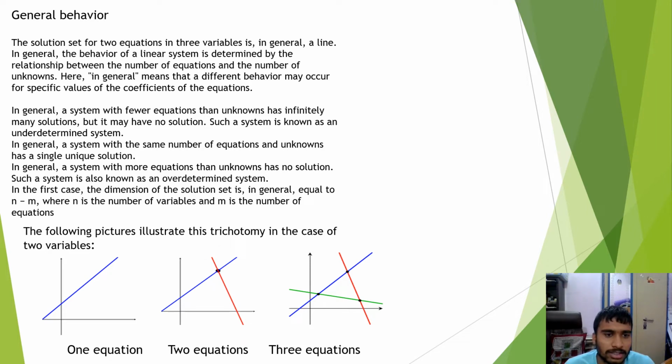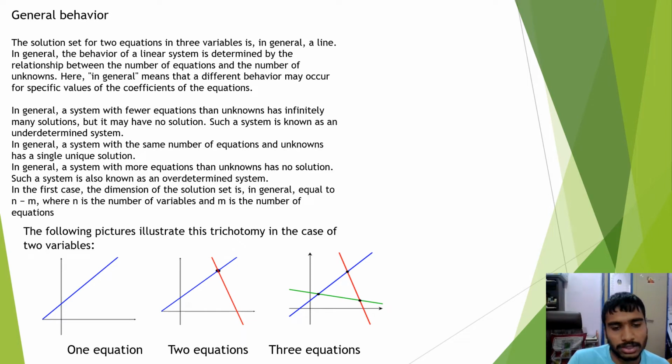In general, a system with fewer equations than unknowns has infinitely many solutions, but it may have no solution. Such a system is known as an underdetermined system. In general, a system with the same number of equations and unknowns has a single unique solution. In general, a system with more equations than unknowns has no solution. Such a system is also known as an overdetermined system. In the first case, the dimension of the solution set is in general equal to n minus m, where n is the number of variables and m is the number of equations.